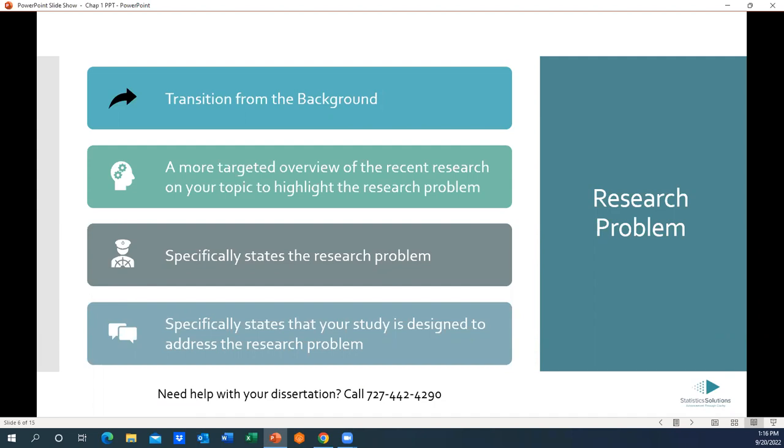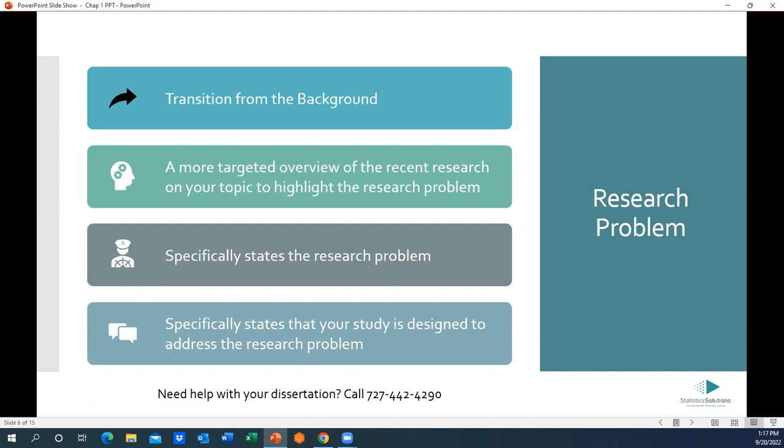How long is this section typically? Again, check your school's template, but I would say a couple pages at the most, one to two pages. It should be pretty concise. If you find yourself writing the research problem section and you're going on for pages, it's probably indicative of it's not focused enough, right? Because if it's not focused, it's easy to go on and on.